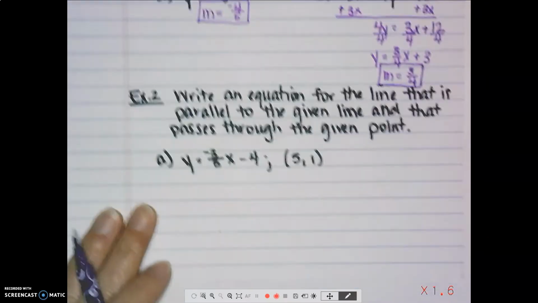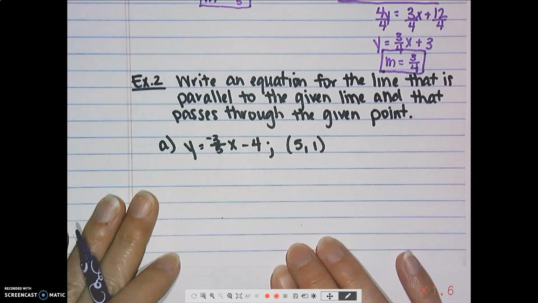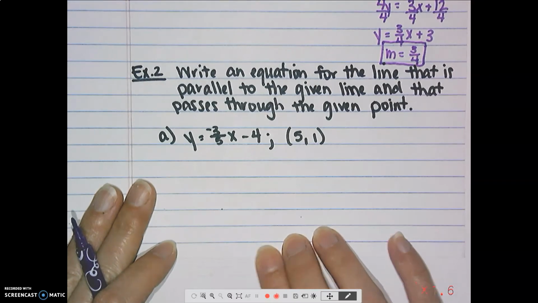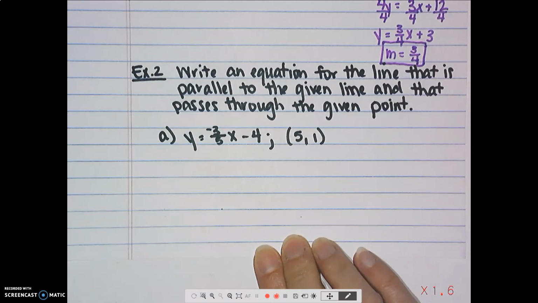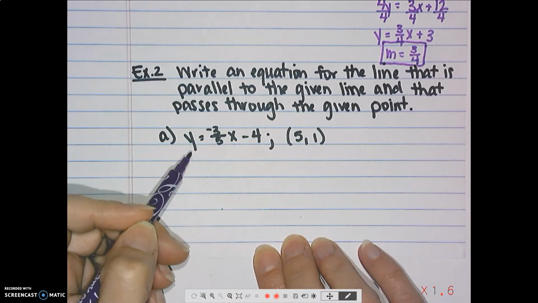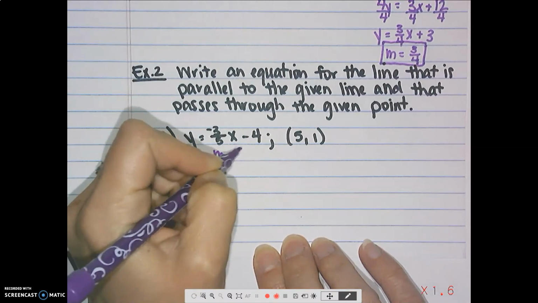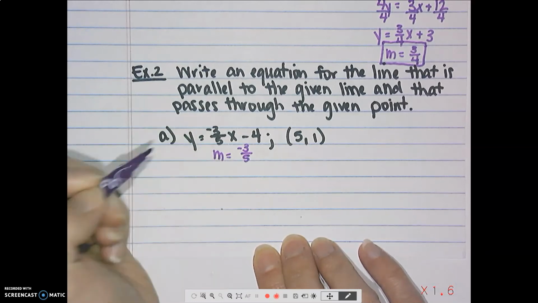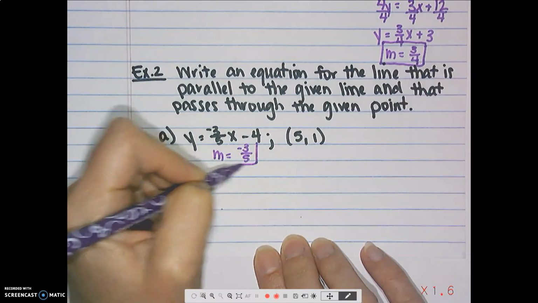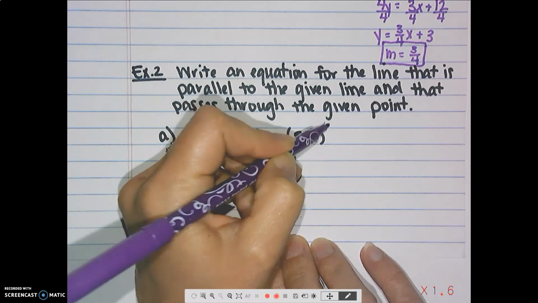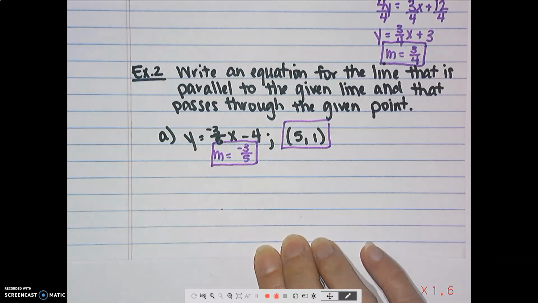All right, next type of question here for parallel lines says write an equation for the line that is parallel to the given line and that passes through the given point. Okay, so we know that we're parallel to the line y equals negative 3/5 x minus 4. That means that our slope is negative 3/5. So we need to use this information. And we also need to use the point 5, 1.